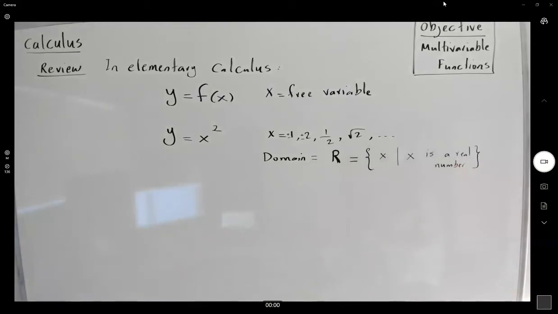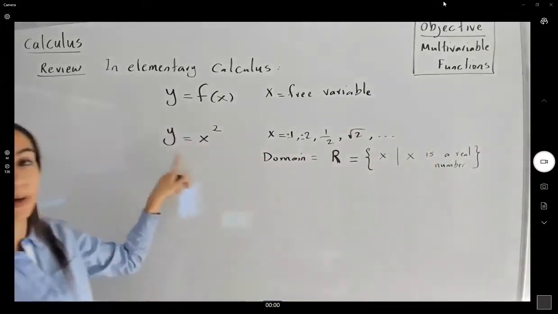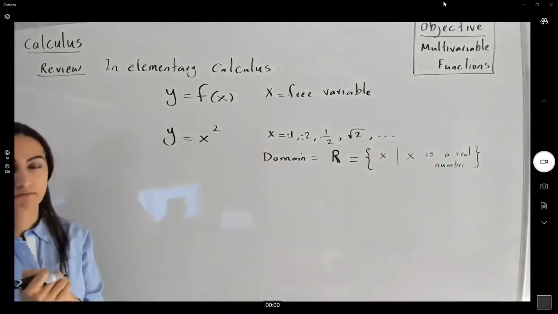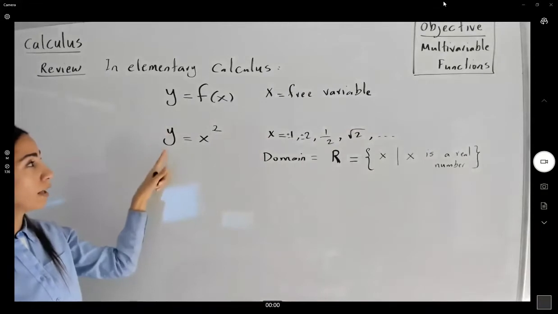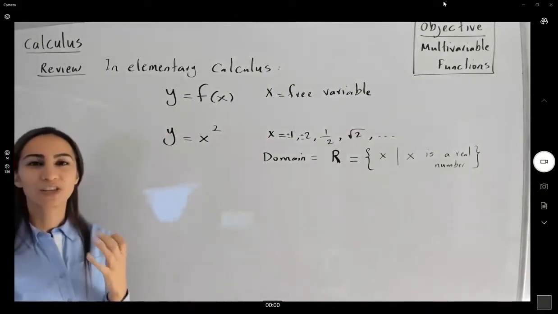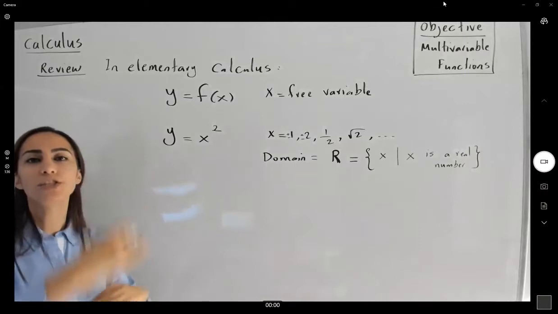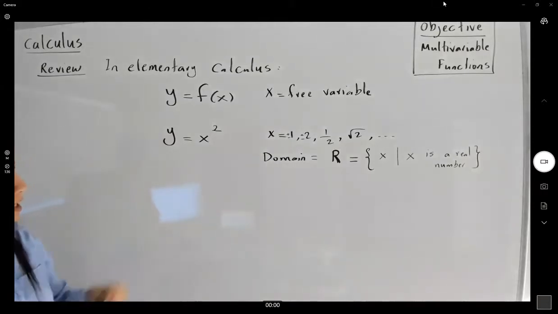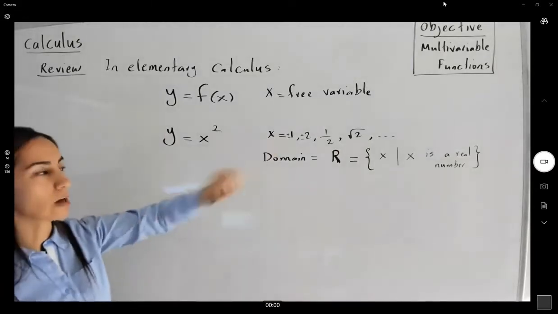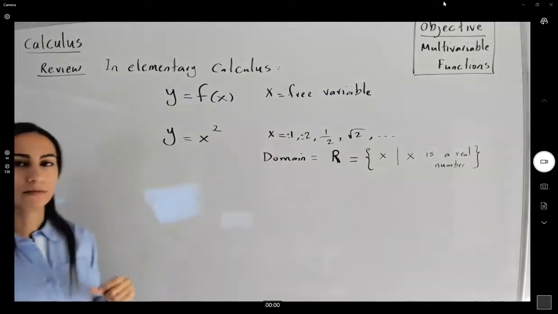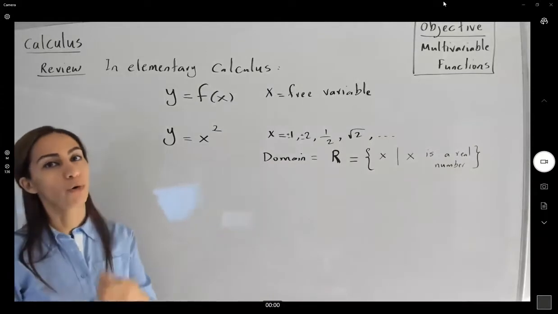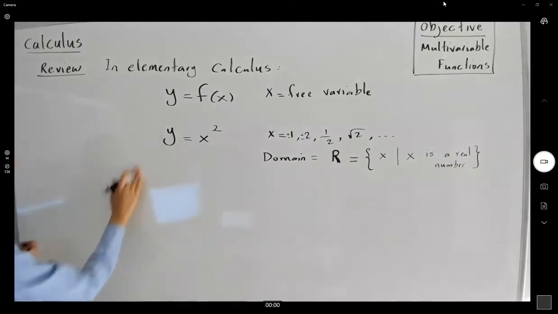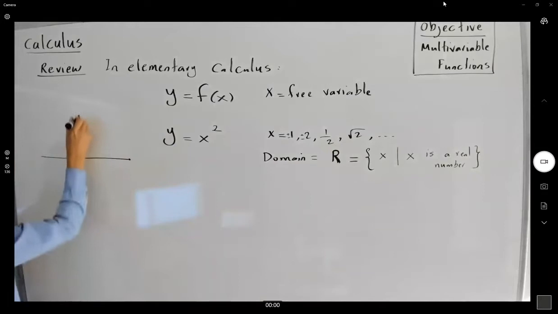Well, okay, what about y? Y depends on x, okay? Y is showing us how the range of the function is changing. Depending on the values of x, we get specific values for y. If you remember the graph of this function, the graph behaves like this.